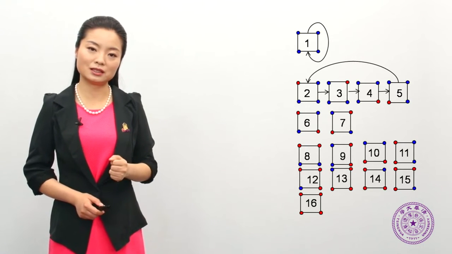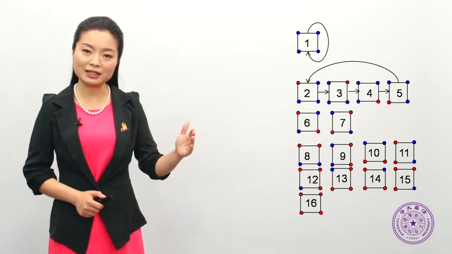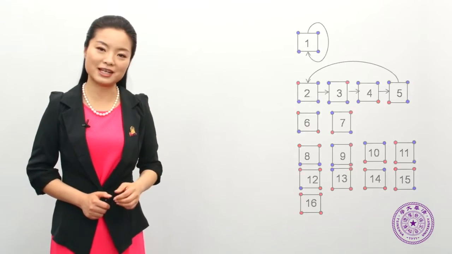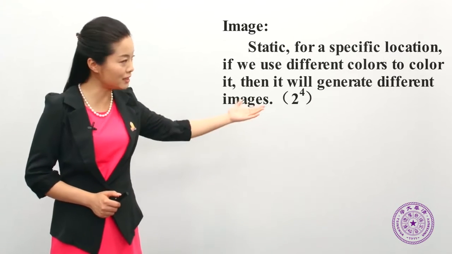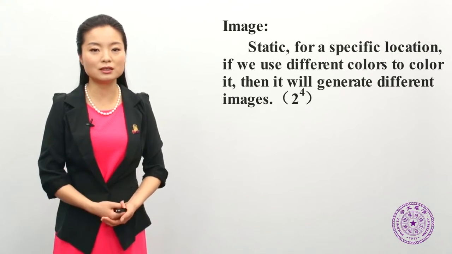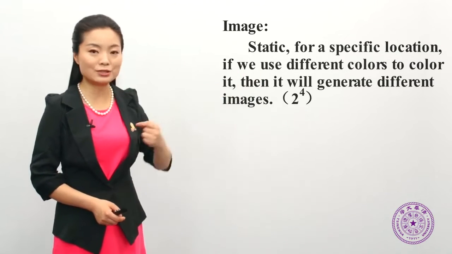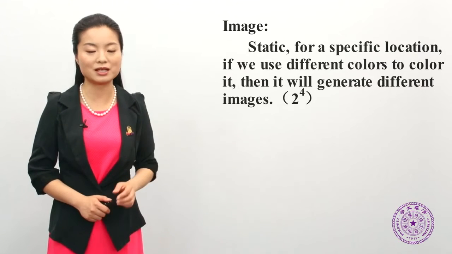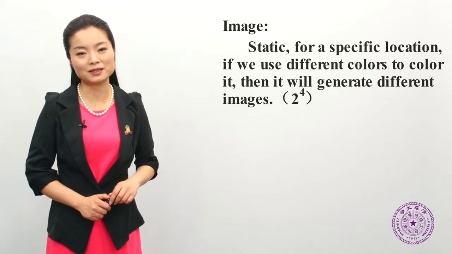Accordingly, what can be seen are some images. Why? They are images, just like a photo placed over there. What we are saying is that it cannot be moved. So how many images are there? For each vertex, we have two choices. There are a total of 4 vertices, so it is 2 to the power of 4 different kinds of images.